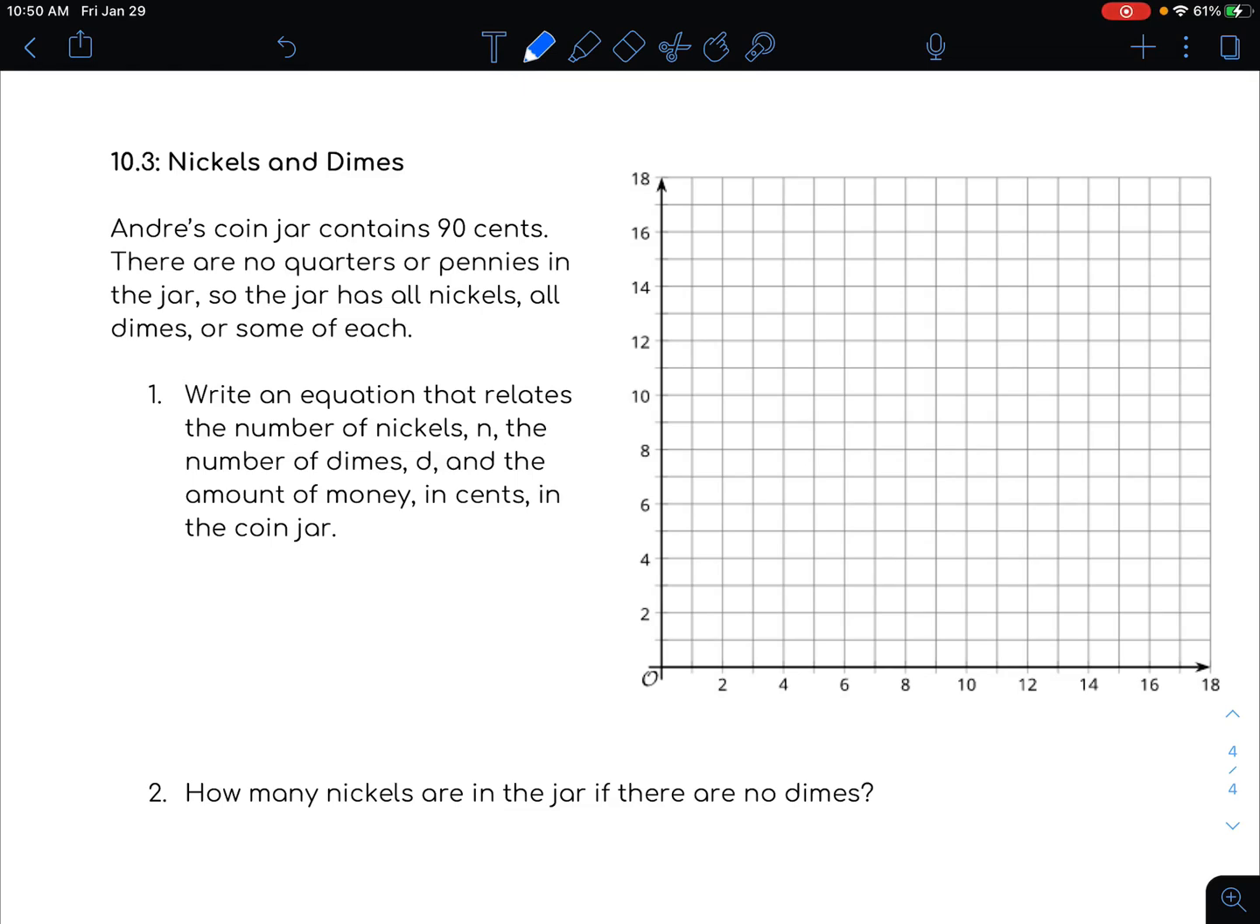Our last problem involves a new situation with some money related to nickels and dimes. It said Andre's coin jar contains 90 cents. There are no quarters or pennies in the jar. So the jar has all nickels and all dimes or some of each.